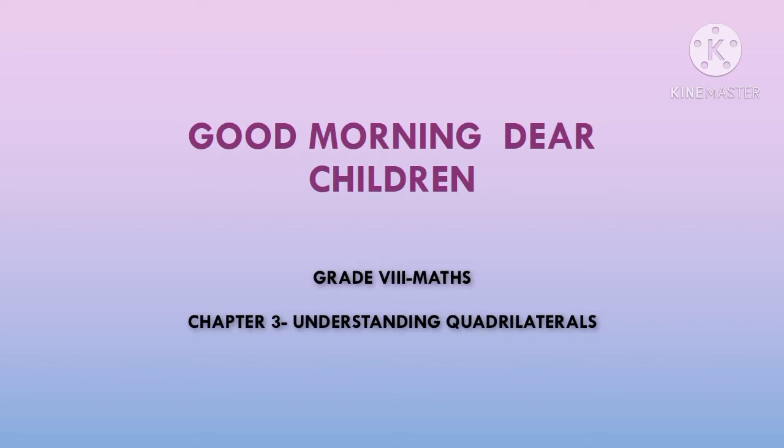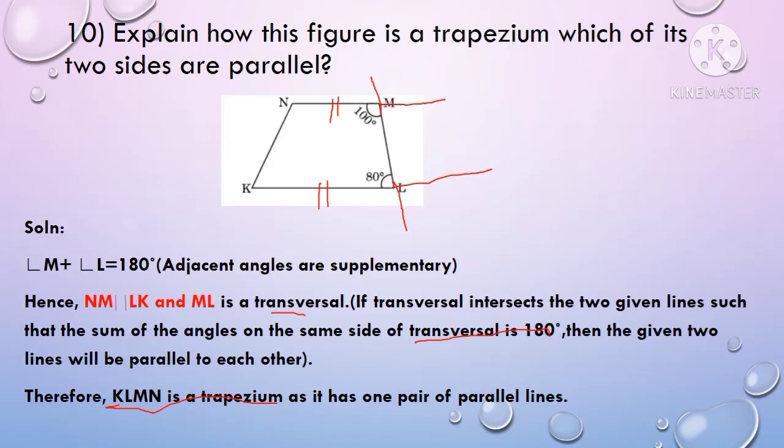In 3.3, some problems we have seen already in the last session. The remaining problems we are going to see in this session. Then we are going to start a new topic of this chapter: parallelogram and its different types. The first figure is the rhombus. Today we are going to learn about rhombus. Okay children, now let's begin the session.